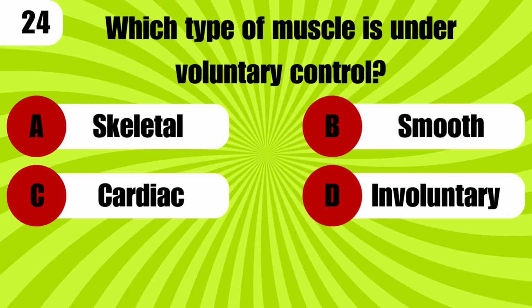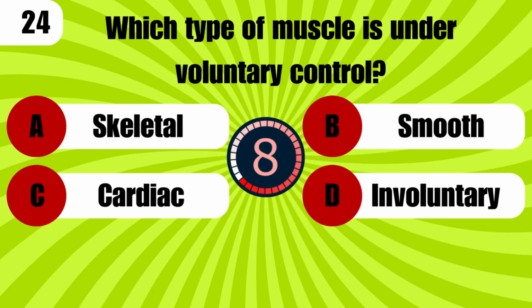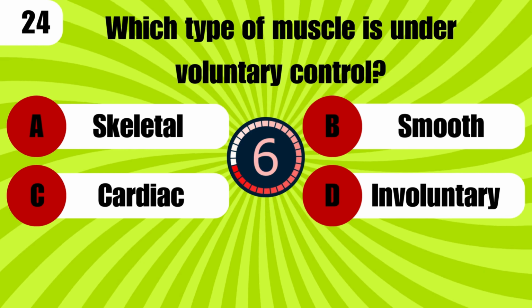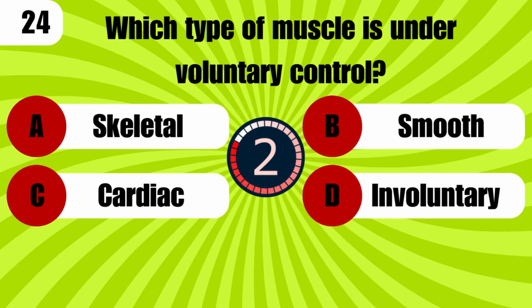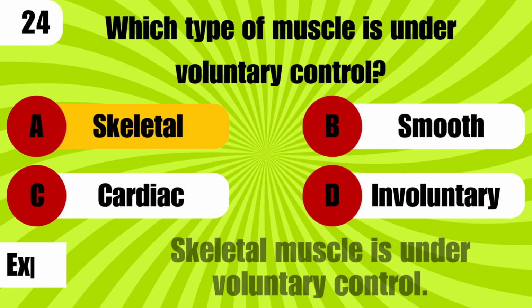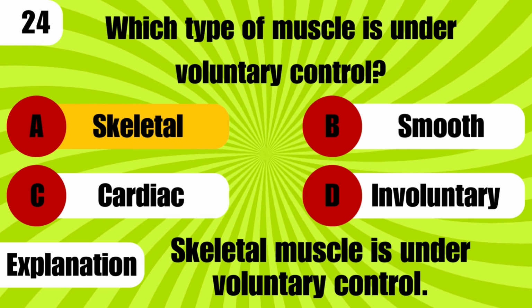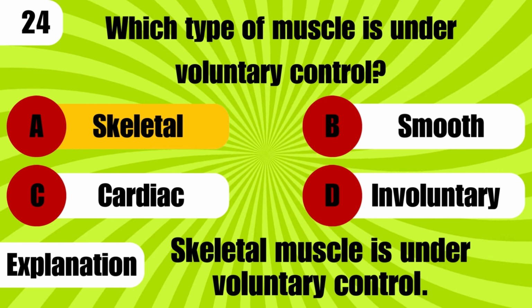Which type of muscle is under voluntary control? Option A skeletal, smooth, cardiac, involuntary. The right answer is skeletal. Skeletal muscle is under voluntary control.